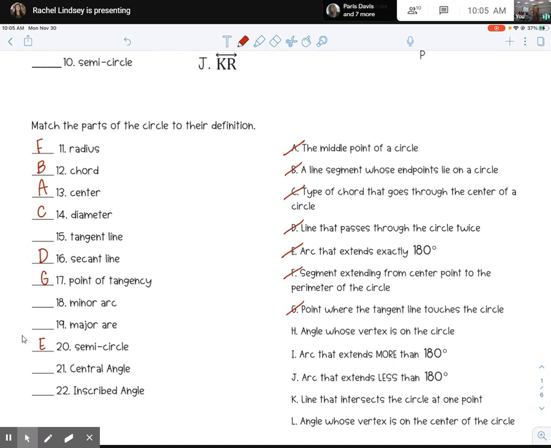Okay, an angle whose vertex is on the circle. So it's either inscribed or central. Because on the circle, that means it looks like this. Is that central or inscribed? Inscribed. So 22 is H.